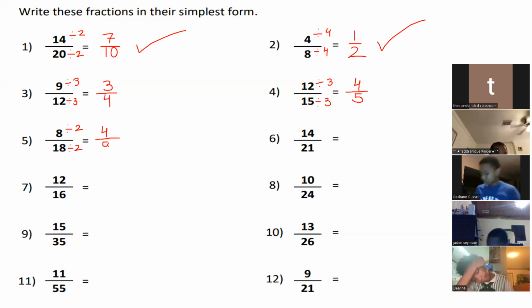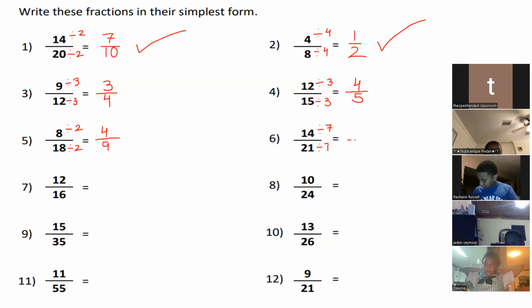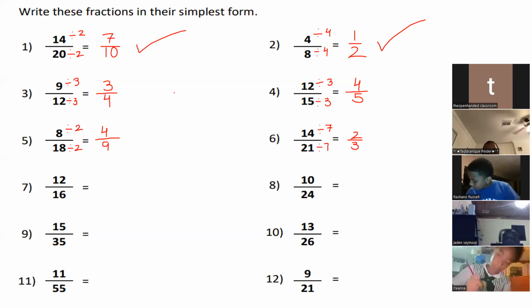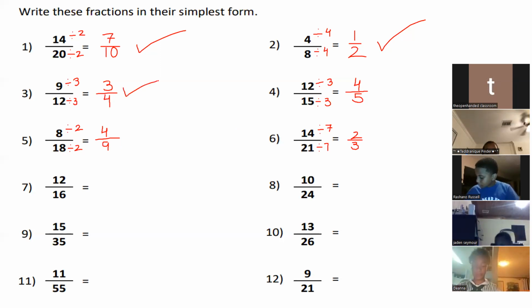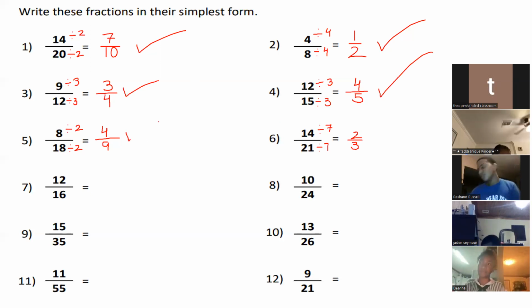9. Very good. 14 and 21. This one is easy. That's going to be 14 and 7. Good. And 21 divided by 7 is what? 3. And 14 divided by 7 is what? 2. How many persons got all 6 right so far? Let me know. Good. If you got it right, put a tick. If you got it wrong, put an X.